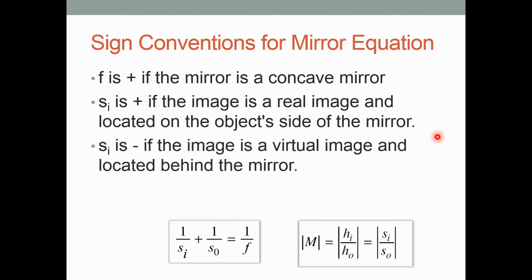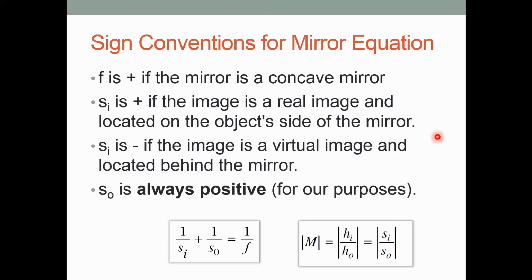The distance of the image is going to be negative if the image is a virtual image and is located behind the mirror. And the distance of the object is always positive. For our purposes, you can sometimes have it negative, but for our purposes, the distance of the object is always going to be on the positive side of the mirror.